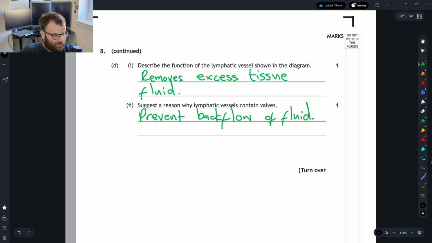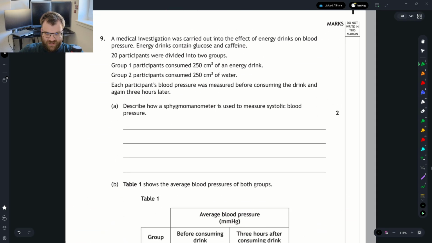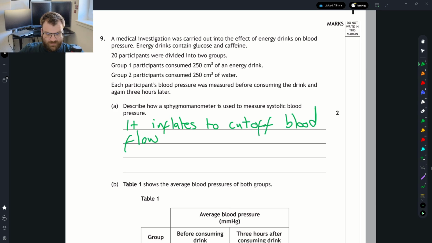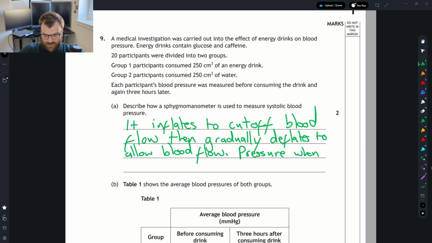Tweak it a little bit because it's definitely not blood, so make sure it goes in one direction. A sphygmomanometer, or a blood pressure cuff. First thing it does is it inflates to cut off blood below, then gradually deflates. Now we're talking about systolic, so that's as the blood's flowing, pressure when blood flows again is measured.